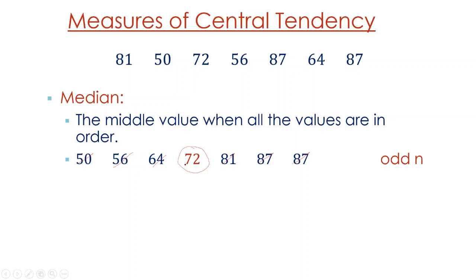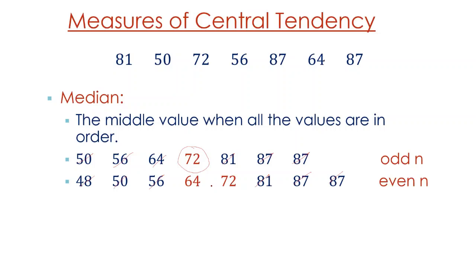Now, let's say instead of 7 students, you had 8 students. What would you do in that case? So let's say you have 8 students, and you have another student who had marks of 48. Now, the total number of values now is 8. So if you start cancelling from both sides, you are going to be left with 2 numbers in the middle, right? So how do you calculate the median in this case?